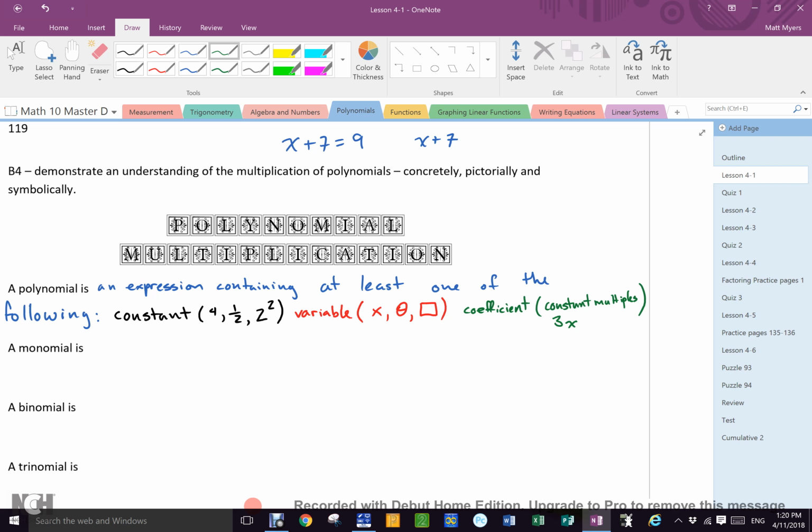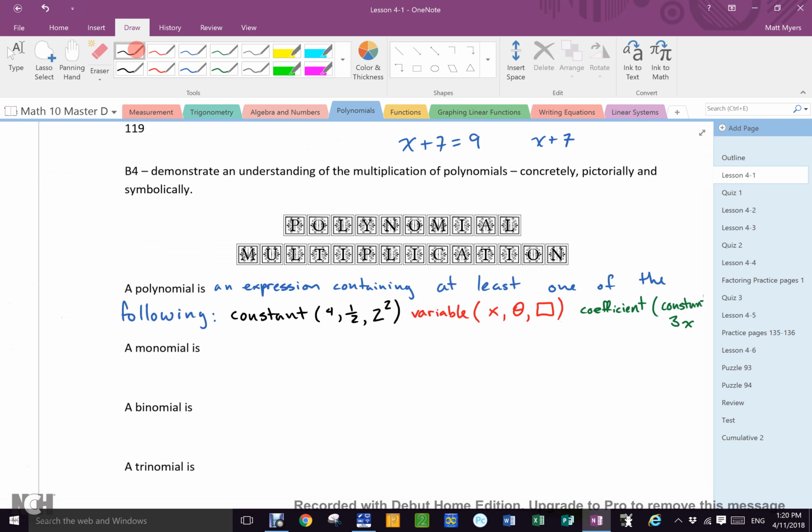A monomial. Mono, if you guys had been alive in the 60s, you would automatically know means one.